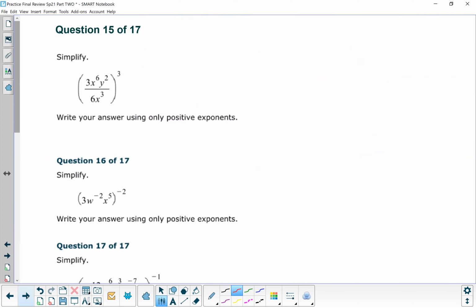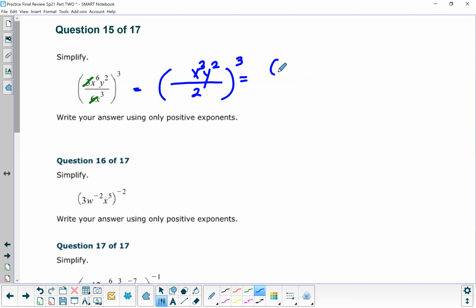Question 15, we have in parentheses 3x to the 6th y squared divided by 6x cubed. And I really recommend you simplify inside of the parentheses first. So the 3 and the 6, that's going to reduce to 1 over 2. X to the 6 divided by x cubed. You can subtract your exponent, 6 minus 3, so we get x cubed. And we're still left with the y squared. And then all of that is cubed.